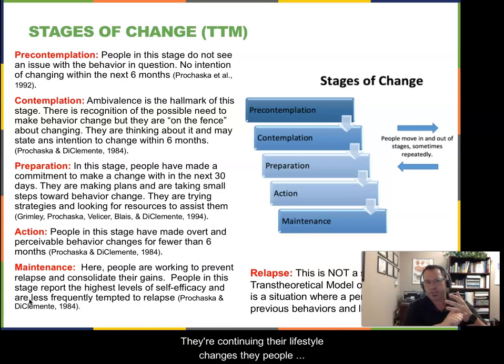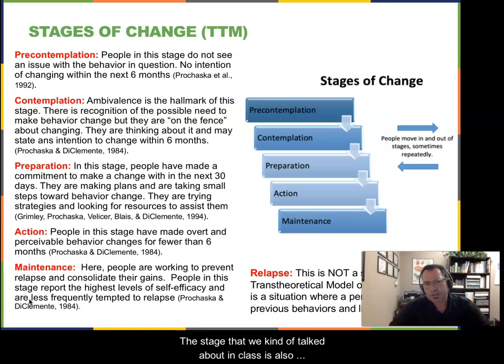They are continuing their lifestyle changes. People at this stage report higher levels of self-efficacy. In other words, the belief in themselves that yes, I can stay sober. If we're talking about alcohol, yes, I am making positive contributions. Yes, I can make amends for my past behavior. And so people at this stage are really on the cusp of engaging in an entire new lifestyle. People in this stage have usually been doing this for 6 months or more.